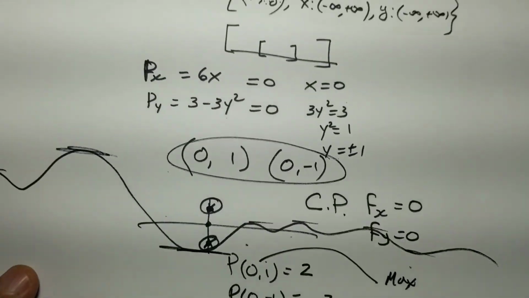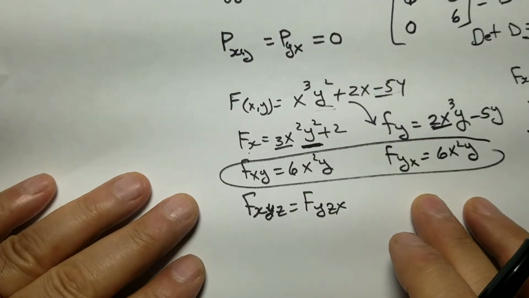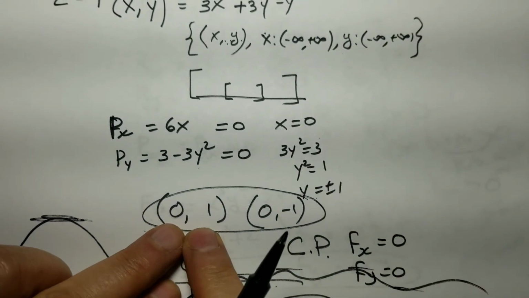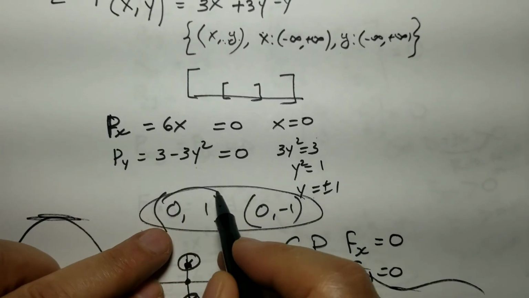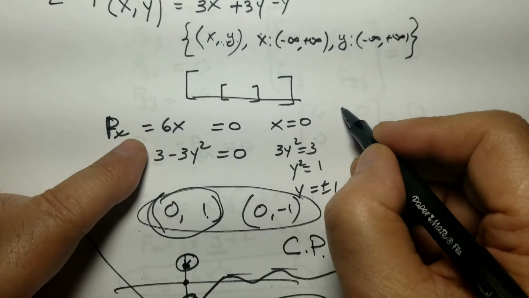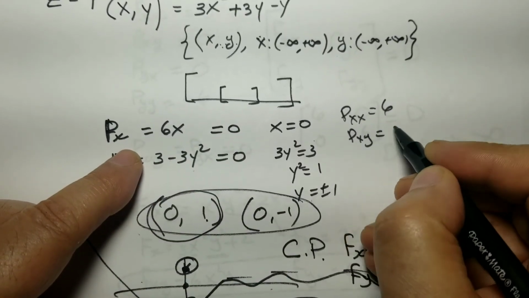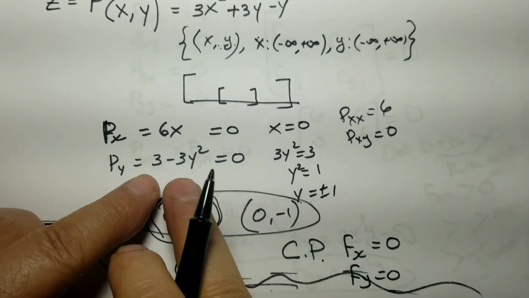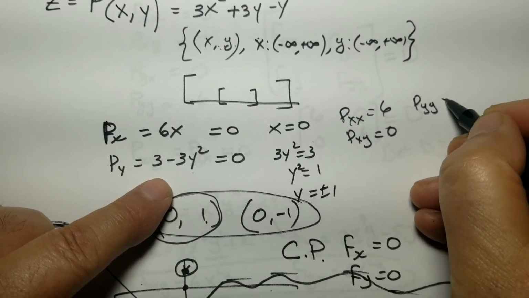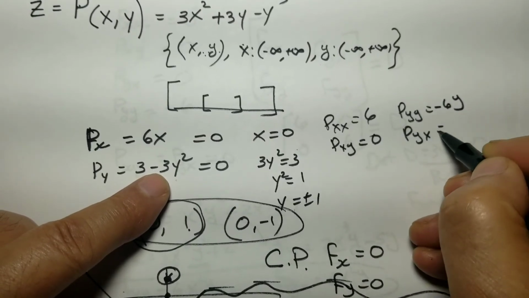Okay, let's go right here and talk about that problem. Remember what was my point. My point was right here. This is your x, and this is your y. What is p of xx? 6. What is p of xy? 0. And what is p of yy? -6y. And p of yx is a 0.